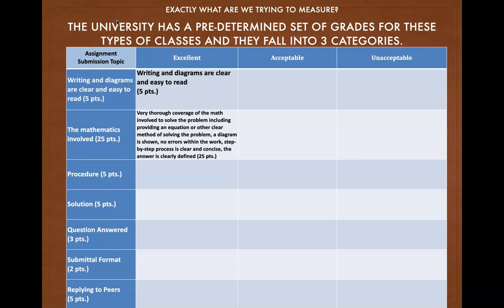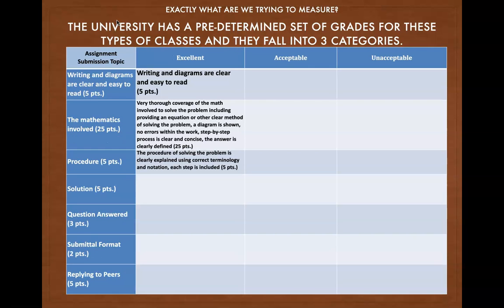So no errors within the work. Step-by-step process is clear and concise, not verbose, but concise. And the answer is clearly defined within their math. Okay, so that's what I'm looking for in an excellent submission. The procedure of solving the problem is clearly explained using correct terminology and notation in their process.